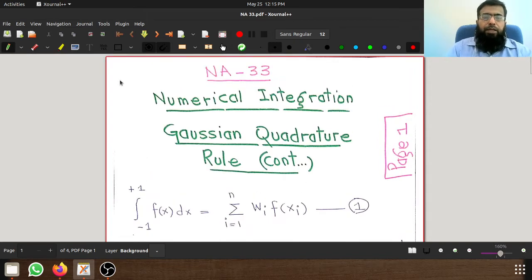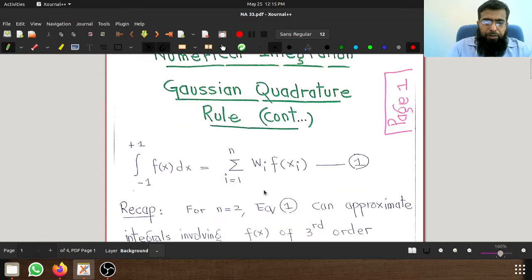We are studying numerical integration and we'll continue studying Gaussian quadrature rule that we started studying in our last lecture, NA-32. And in NA-32 we studied that the integral of f of x from -1 to 1, for any f of x with a certain degree of polynomial, can be represented as the sum of wi's times f of xi's, from 1 to n.